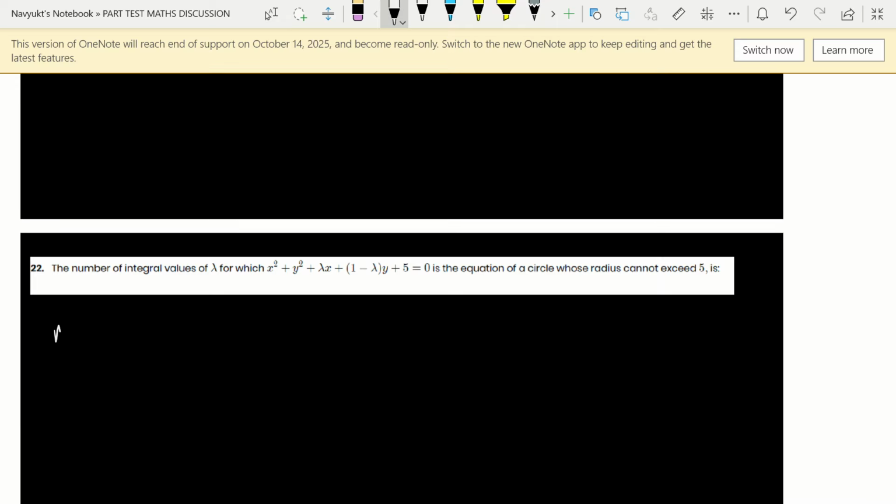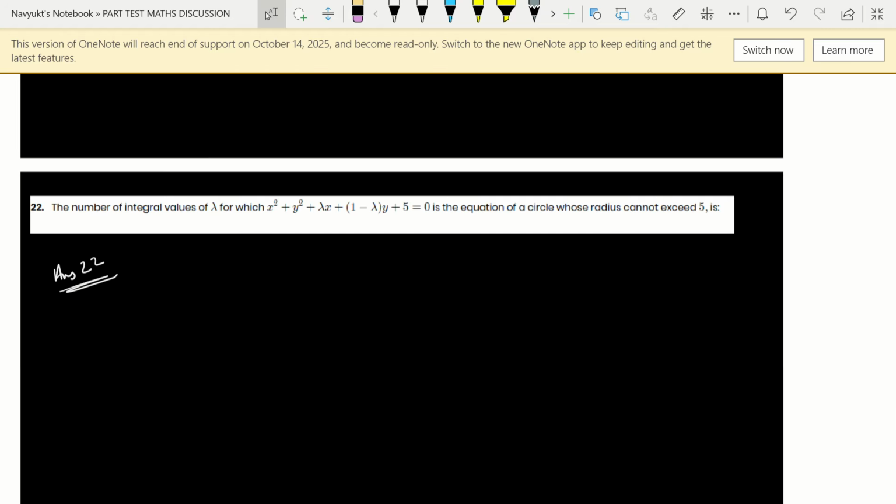Let's get to question number 22. The number of integral values of lambda for which this circle, it looks like a circle equation, is... They've told us this is the equation of a circle whose radius cannot exceed 5. Okay, its radius does not exceed 5.